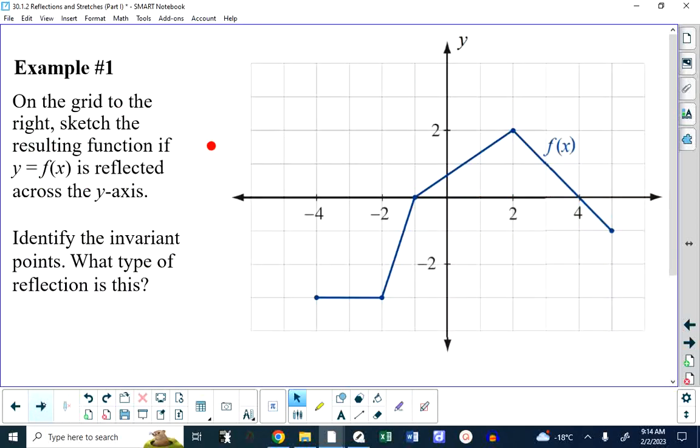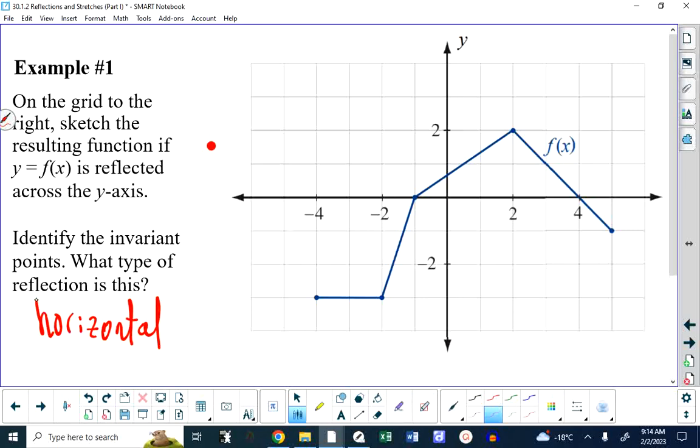Example 1, and this is what you're going to need the ruler for. We need to graph the resulting function if we reflect that current function across the y-axis. So to begin with, across the y-axis means anything that's over here on the right is going to go over to the left because the y-axis separates left from right. So we can even answer this down here. What type of reflection is this? It's horizontal. It's a horizontal reflection.